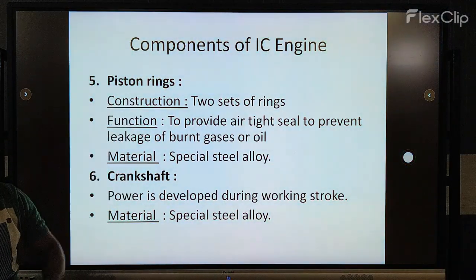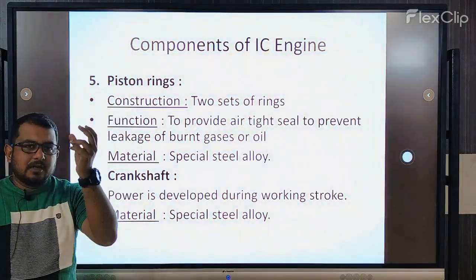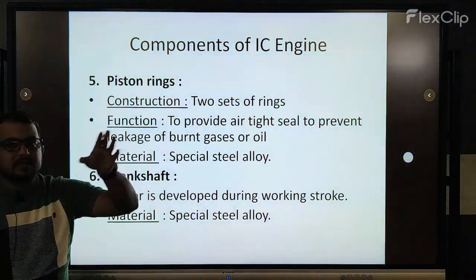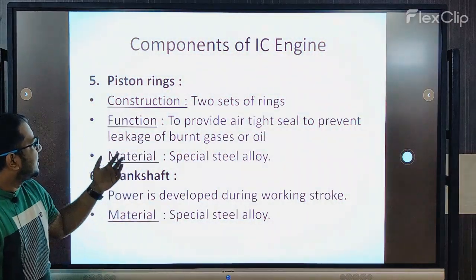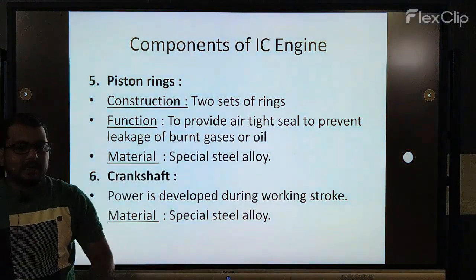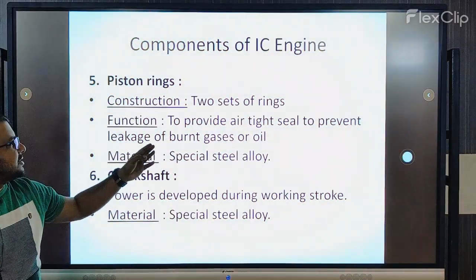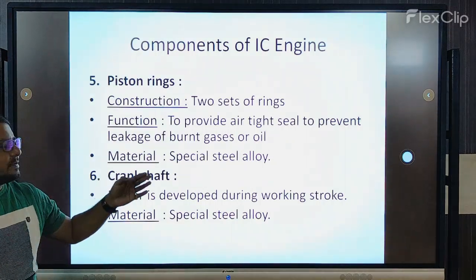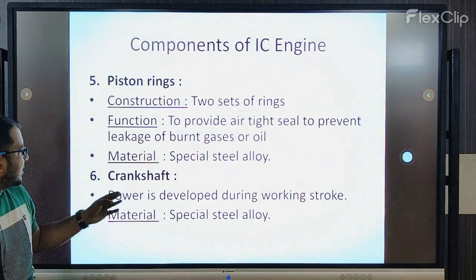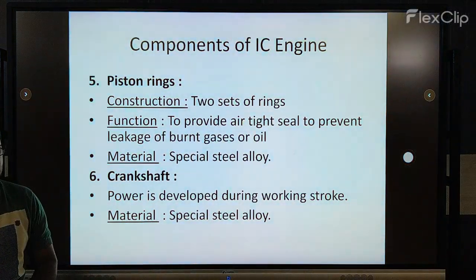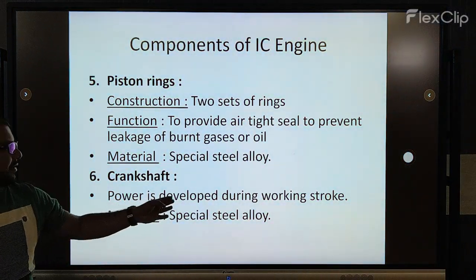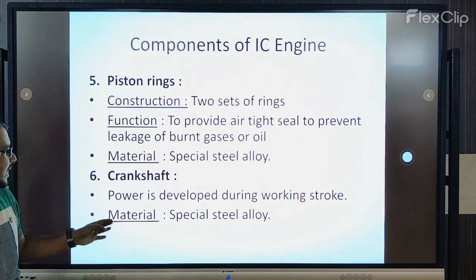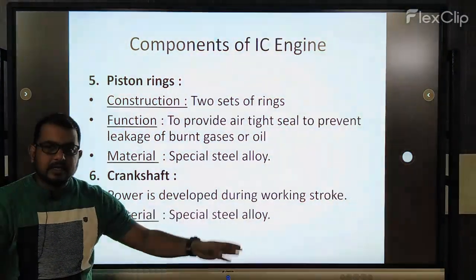Fifth one is the piston rings, which are given at the top of the piston. Its construction is two sets of rings. Its function is to provide an airtight seal to prevent leakage of burnt gases or oil. Its material is special steel alloy. Sixth one is the crankshaft. The power developed during the working stroke, that is the expansion stroke, is transmitted through it. Material is special steel alloy.